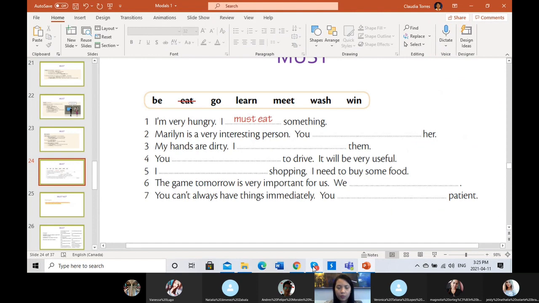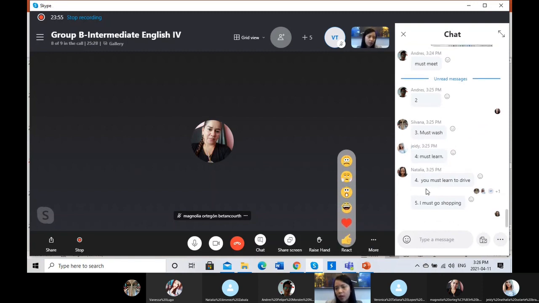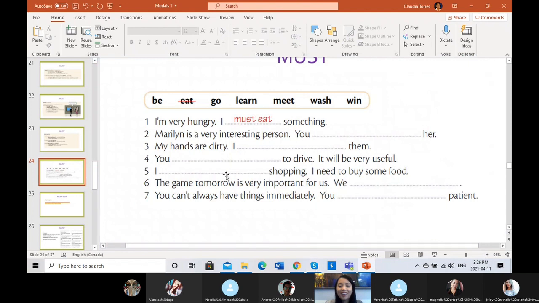What about number four? You blank to drive. It will be very useful. Heidi says must learn for number four. And yes, Natalia agrees. You both are right. And number five, I must go shopping. Yes, I must go shopping. I need to buy some food. Yes, very well. What about number six, Vanessa?